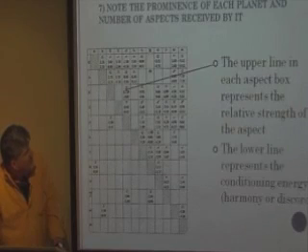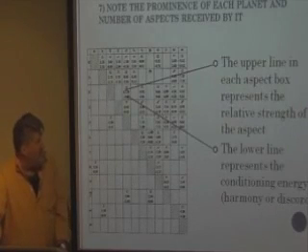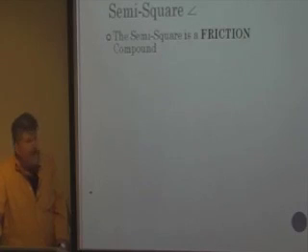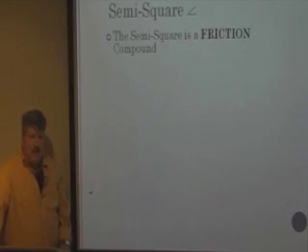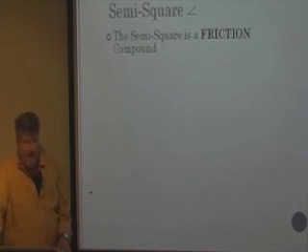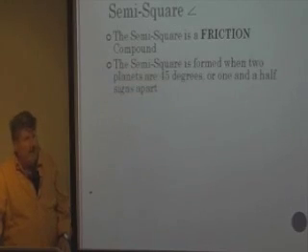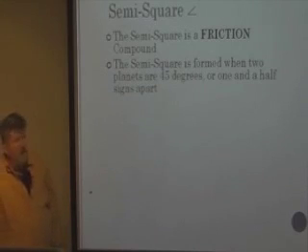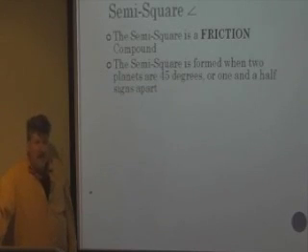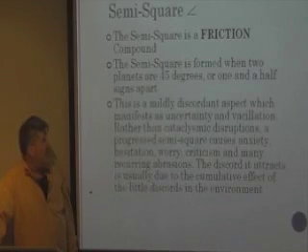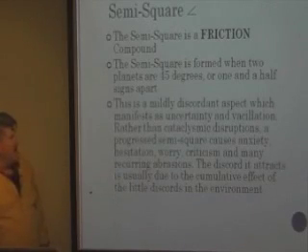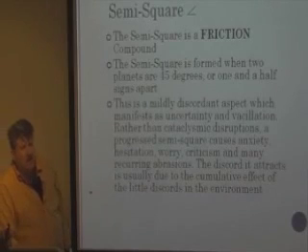So, let's talk quickly. We're going to have to go over a few minutes tonight. I wanted to talk about aspects tonight, and I'm picking 2 mildly discordant aspects: the semi-square and the sesqui-square. The semi-square is a friction compound. It takes place when any 2 planets are 1.5 signs apart, or 45 degrees. It is mildly discordant. It manifests as uncertainty and vacillation.